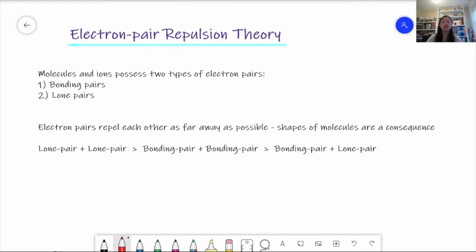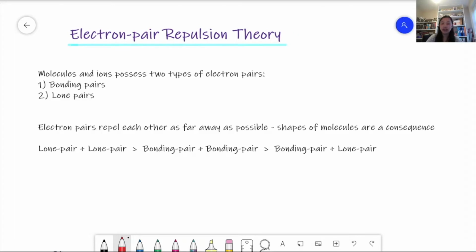So molecules and ions possess 2 types of electron pairs. They possess bonding pairs and lone pairs. Bonding pairs are pairs that have been bonded with something else. So, for example, in chlorine, one of the electrons from each has been covalently bonded to the other one because they share a pair of electrons. The lone pairs would be the pairs of electrons that don't do anything. So they're just excess, basically. They're not bonded to anything.